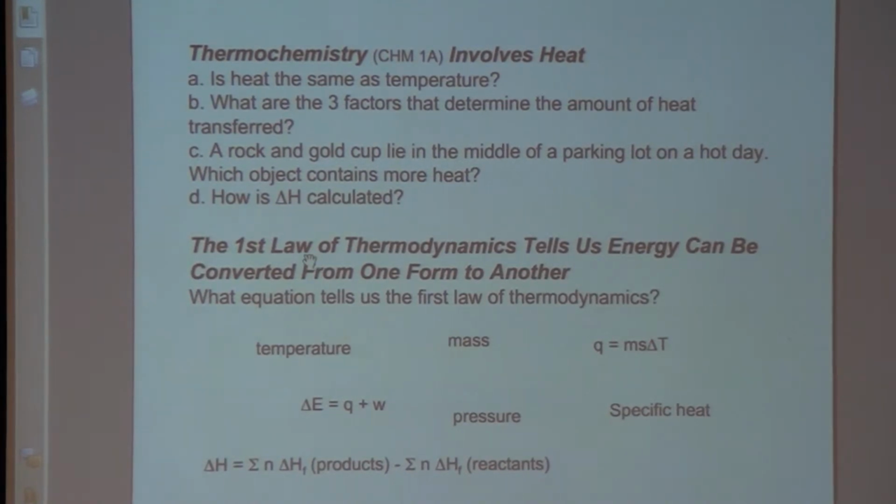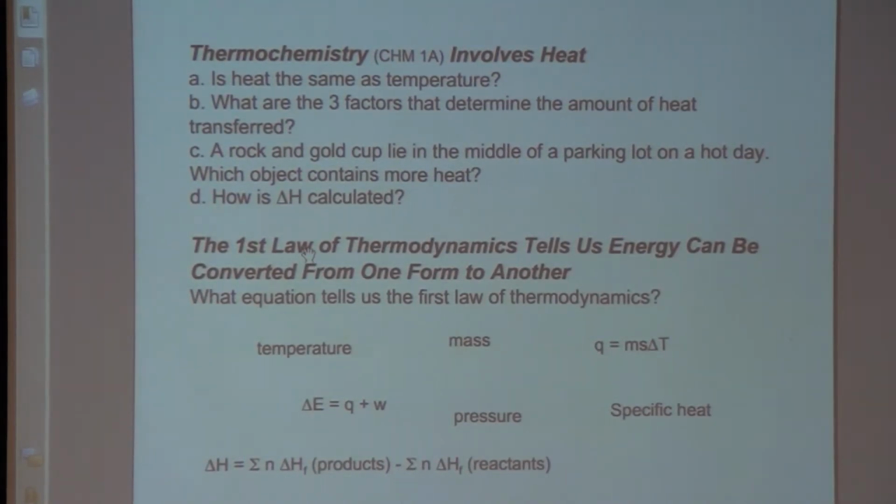Okay, let's go to the next one. The first law of thermodynamics tells us energy can be converted from one form or one type into another type. So which equation of all these things in here represents the first law of thermodynamics? We only have three equations here. You have three choices based on the equation on this slide here.